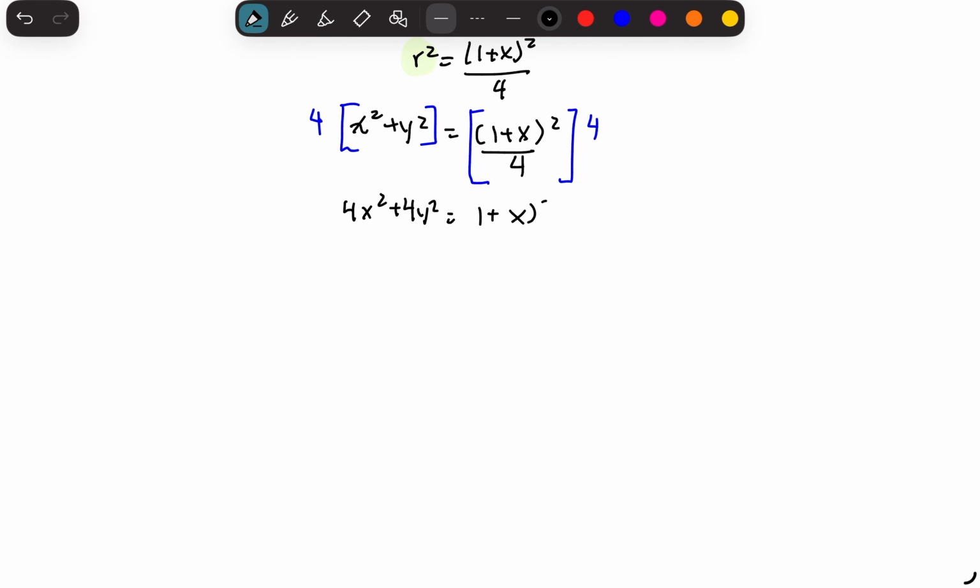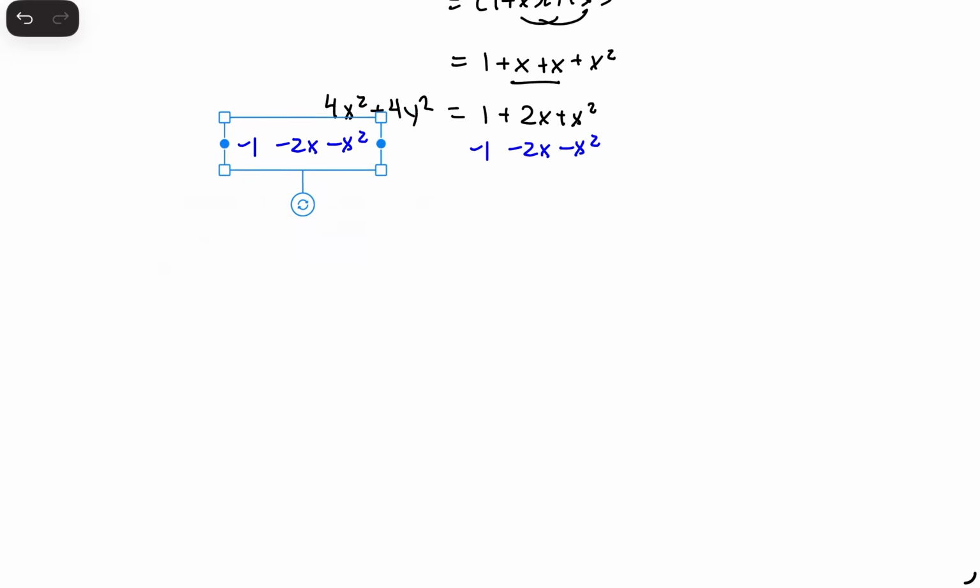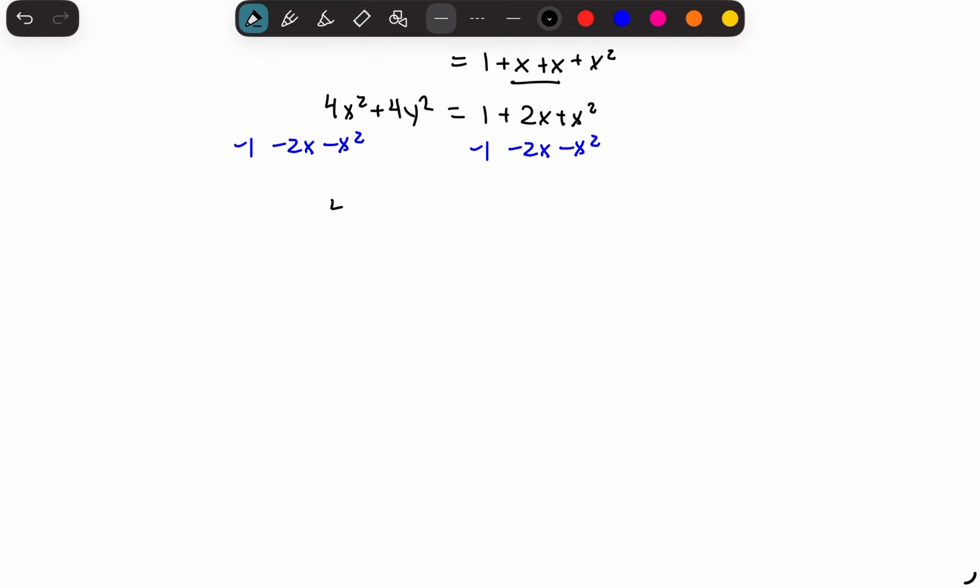And now you have to move everything to one side. So what we would do is just make everything equal to 0 on this one side. So minus 1 minus 2x minus x squared. Over here, let's do the same thing. And what we're going to end up with here is 3x squared plus 4y squared minus 2x minus 1 is equal to 0.